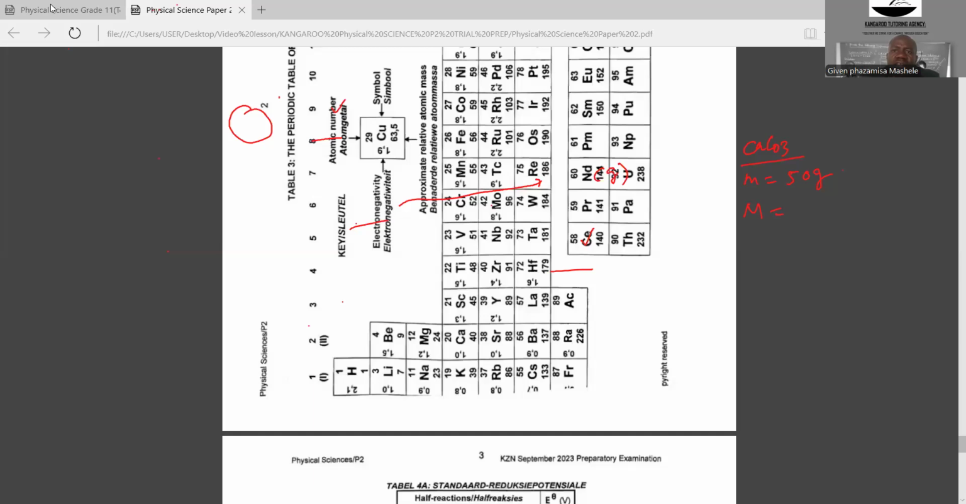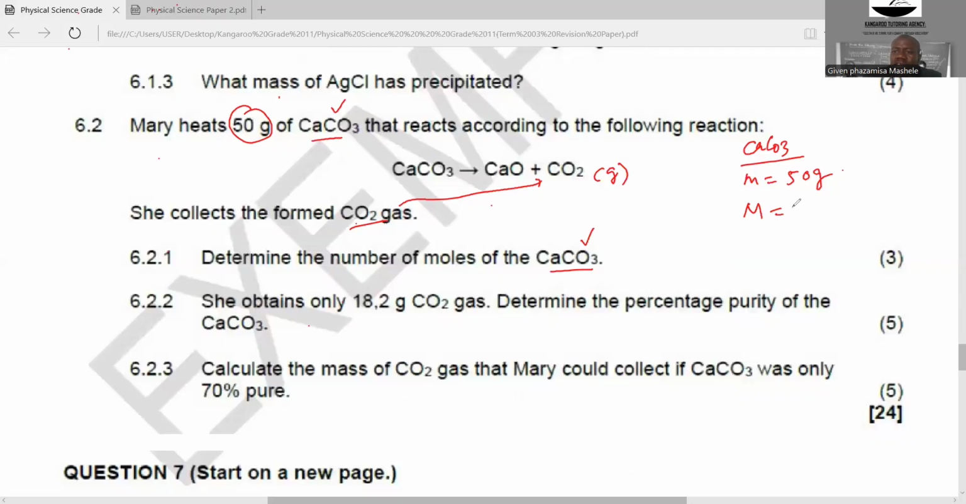And now let us substitute. So we know the molar mass of calcium is 40. Carbon we know is 12. And we have 3 atoms of oxygen, and we know the relative atomic mass of oxygen is 16. So this will give us 40 plus 12 plus 3 times 16. Then this will give us 100 grams per mole.